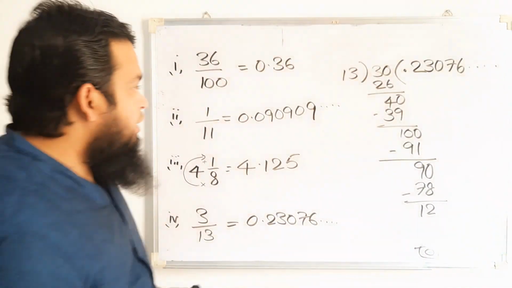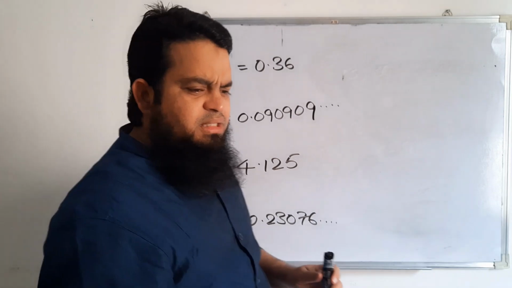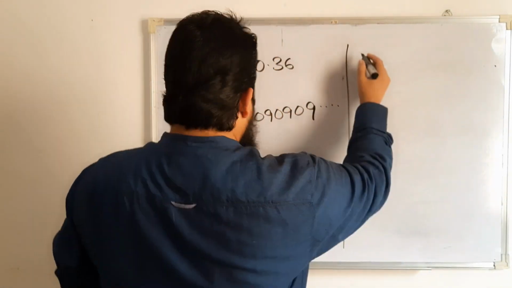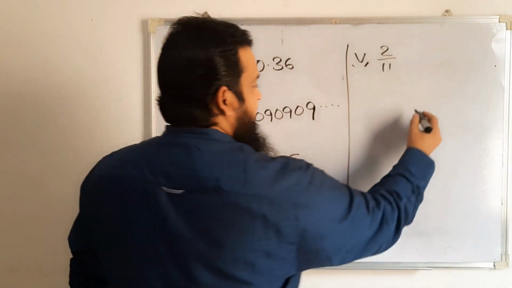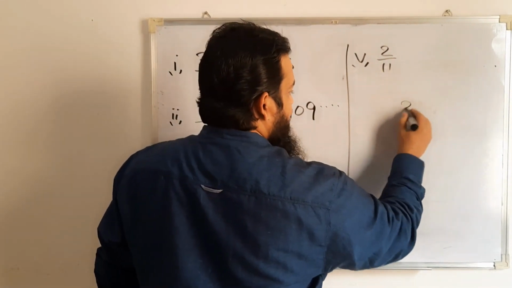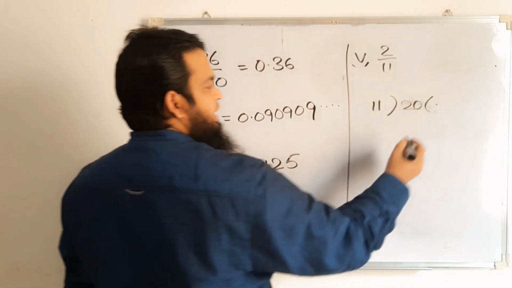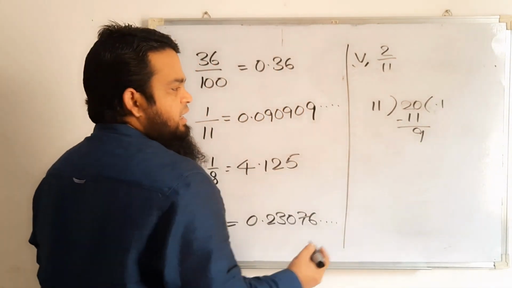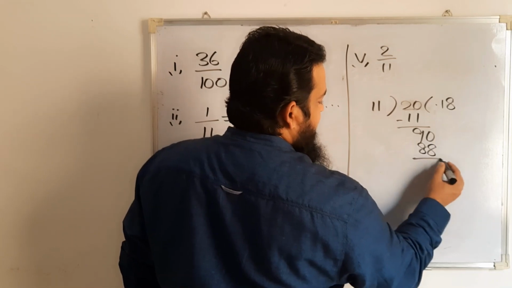Okay. So now, the next problem: 2 divided by 11. So you have seen it. So the fifth one, 2 divided by 11. See, 11, 2 divided by 11, 0.0, 20. In 20, 11 how many times? 1 time. Remainder is 9, and you can keep 1 0. 11 8s are 88.